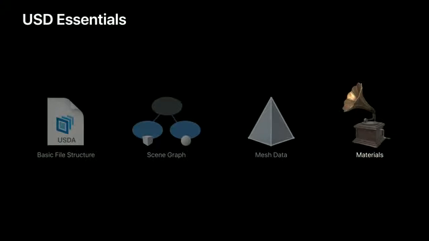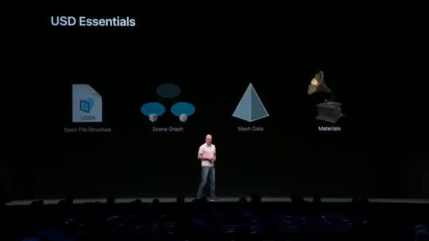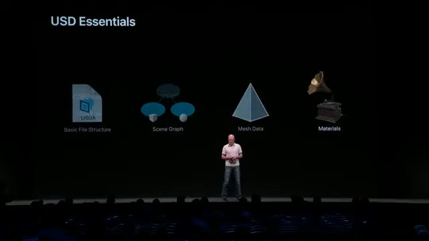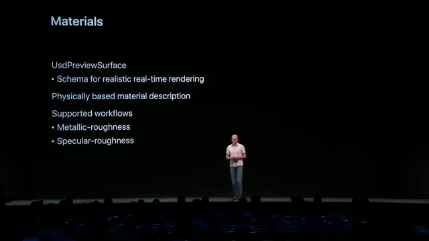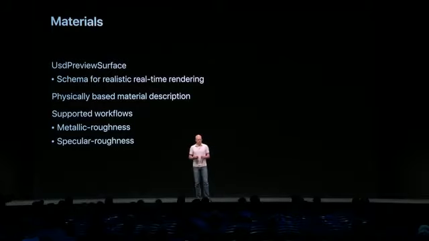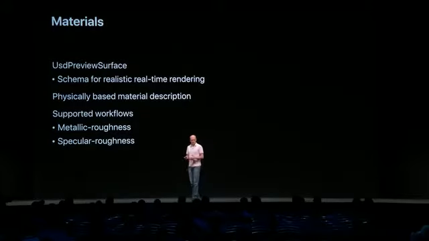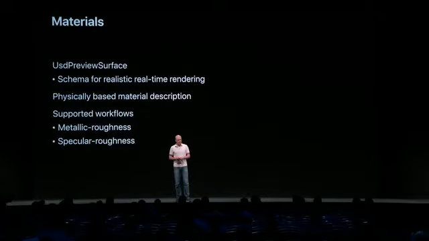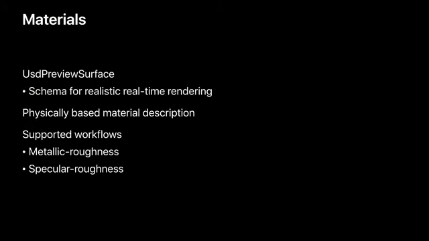So now we've seen the scene graph and the mesh data. Let's take a look at how materials are defined. USD's material definition is very rich. It is meant for movie quality output. For realistic real-time rendering, there's a smaller subset called USD Preview Surface. It's a physically based material description, and it supports two workflows, metallic roughness and specular roughness. We will focus on metallic roughness here.